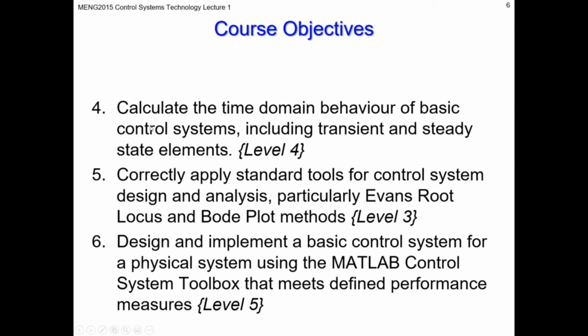And then the fourth objective for this course is that by the time you finish, you should be able to calculate time domain behavior of basic control systems. So what we're talking about here is, how does the system respond in time? When you apply a certain input to the system, what's the output, or what's the reaction of the system to the input you've given? But also in a steady state, where there's a fixed input, what's the fixed output of the system? Does the system match exactly the demanded input, or is there an offset? Is there a steady state error, as we call it, that manifests through that particular control system?